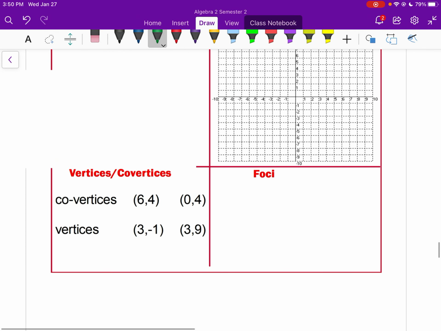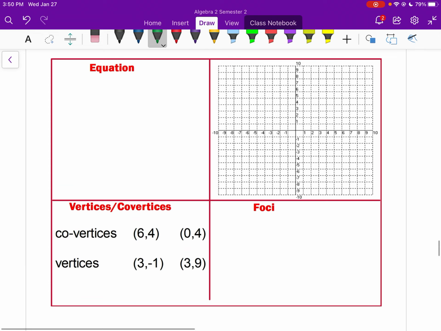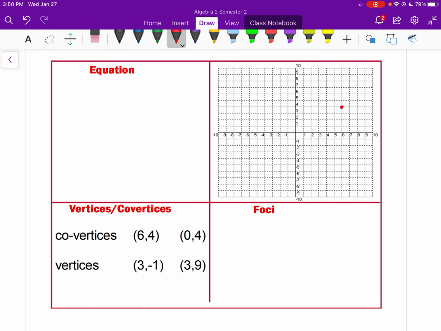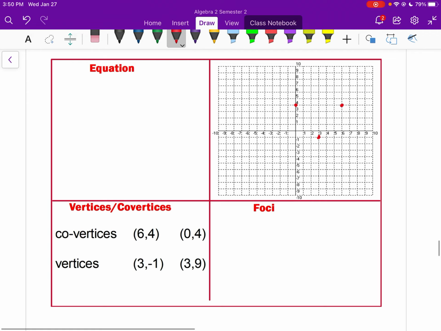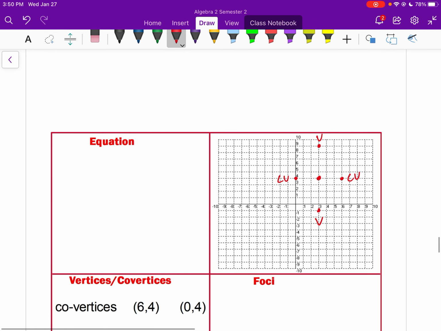Okay, so one more. Now I'm going to give you co-vertices and vertices. So here we got 6, 4, 0, 4, 3, negative 1, and 3, 9. Those are my vertices. These are my co-vertices. So the center would be right in the middle there, which is at 3, 4.